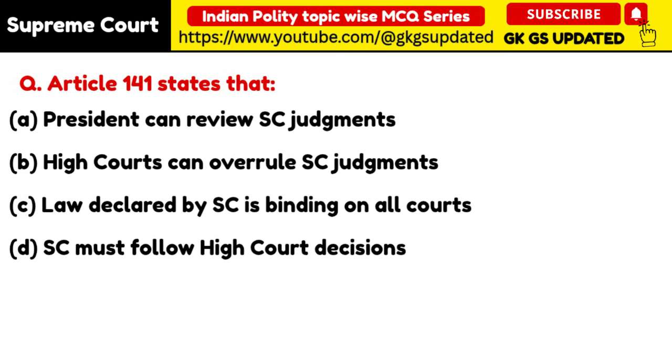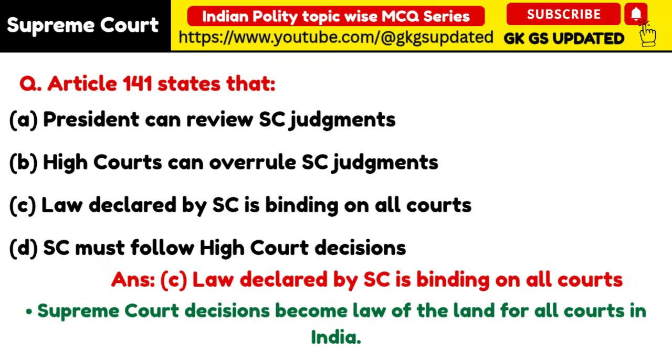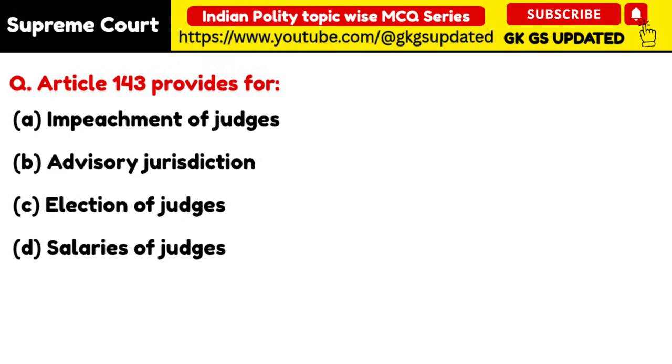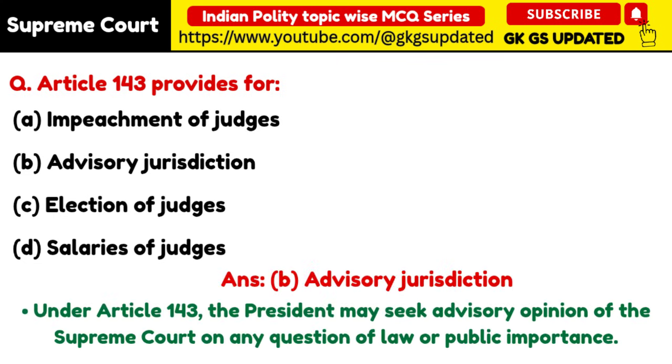Next question. Article 141 states that? Correct answer, law declared by Supreme Court is binding on all courts. Supreme Court decisions become law of the land for all courts in India. Your last question. Article 143 provides for? Correct answer, advisory jurisdiction. Under Article 143, the President may seek advisory opinion of the Supreme Court on any question of law or public importance.